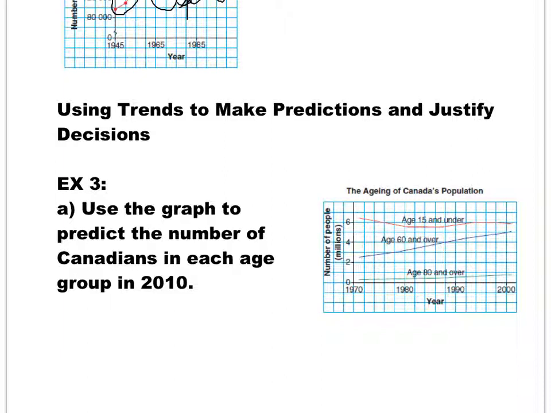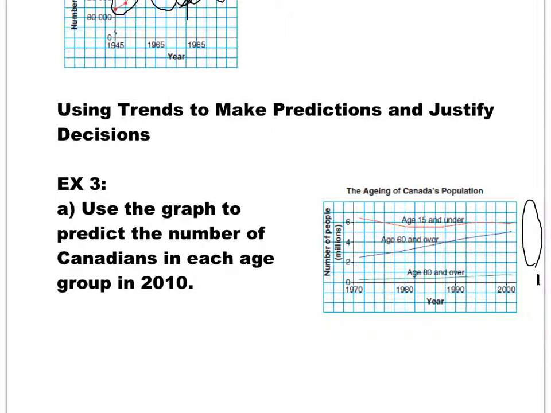In example 3, we have a graph, and we are supposed to predict the number of Canadians in each age group at 2010. So we have to predict at 2010, which is somewhere to the right of the graph, somewhere around here, which is not given, how many age 15 and under we have, and how many age 60 and over we have. So in this area, we have to make our prediction.